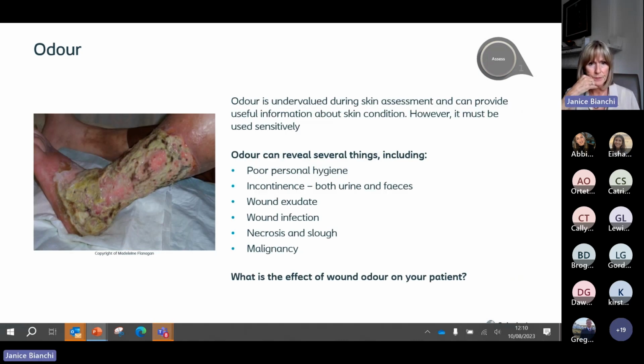And then our sense of smell. We know that odour is undervalued during skin assessment because we're used to smelling unpleasant smells as nurses. But really, we need to take heed of this. And is the odour because of any of these things? Is it just that the person's not managing with their personal hygiene? Is it because of incontinence, or is it because of the wound? Is the wound producing exudate? Is it sloughy or necrotic? Is it perhaps a malignant wound? And what effect is that having on the person who is living with this smell 24 hours a day? And that can be significant.